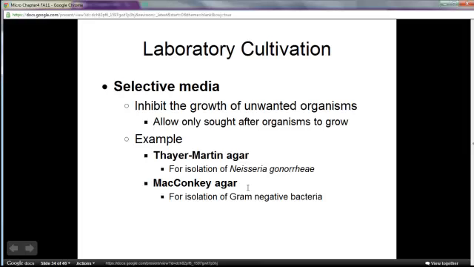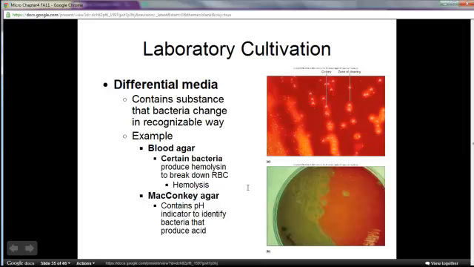Another example is MacConkey agar. This can be useful for isolating gram-negative bacteria. It basically has an antibiotic added to it that inhibits the growth of gram-positives, almost like penicillin. So therefore, if you see anything on the agar, you can automatically presume that these species are going to be gram-negative without actually doing the gram stain.